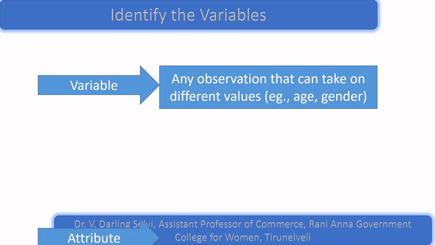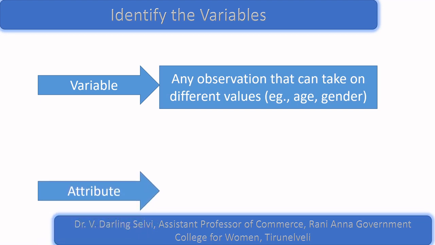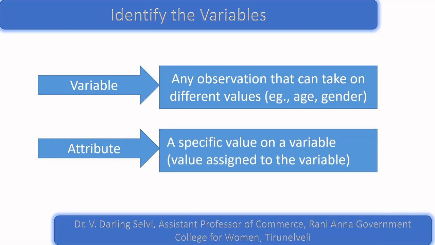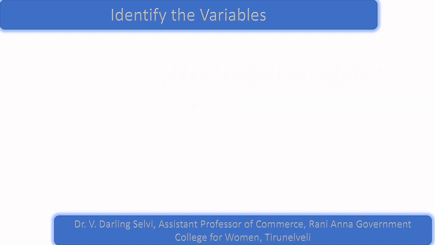Variable means any observation that can take on different values, for example, age, gender. Attributes means a specific value on a variable, the value assigned to the variable. For example, if age is 20, 25; gender means male or female. So like that, a specific value on a variable, if it is assigned, it is known as attributes.